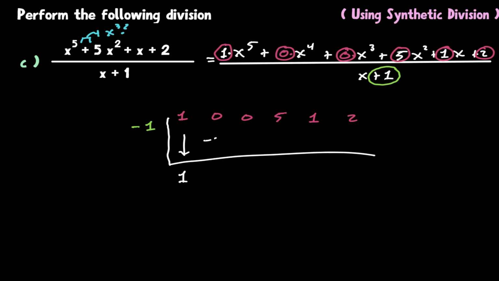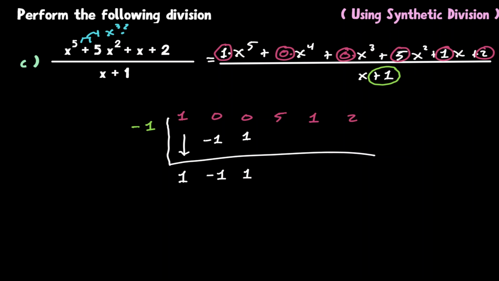Well, that value, let's put it down right underneath the next number in our setup. And now let's combine them. 0 plus negative 1, that is negative 1. For that result, let's write it down underneath it. And let's repeat the process. Let's multiply the outsides. Negative 1 times negative 1, that is positive 1. For that result, let's write it underneath the next number, which is 0. And let's combine them. 0 plus 1, well, that is positive 1.